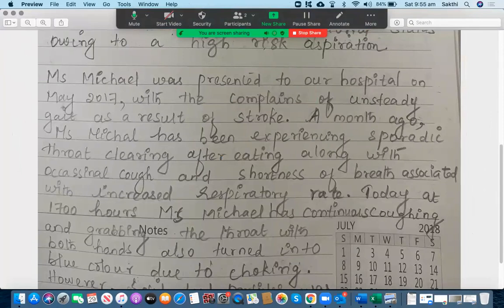Complaints of unsteady gait as a result of stroke.